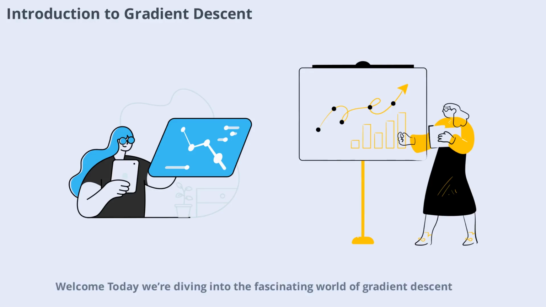Today we're diving into the fascinating world of gradient descent, a cornerstone technique in optimization and machine learning. Whether you're a student, a data enthusiast, or just curious about how computers learn, understanding gradient descent is essential. In this video, we'll break down the concept, explore how it works, and see why it's so widely used. We'll start with the basics, gradually building up to more complex ideas, ensuring you gain a solid grasp of the topic.